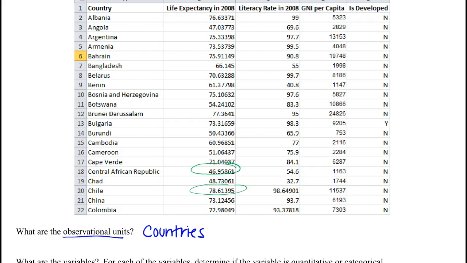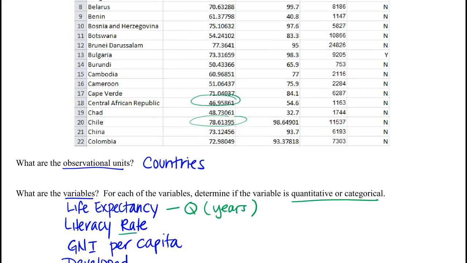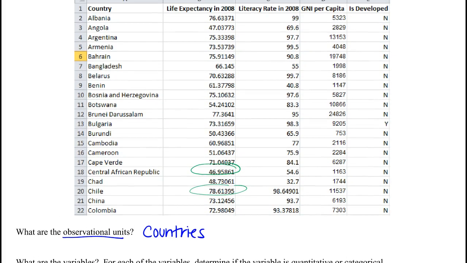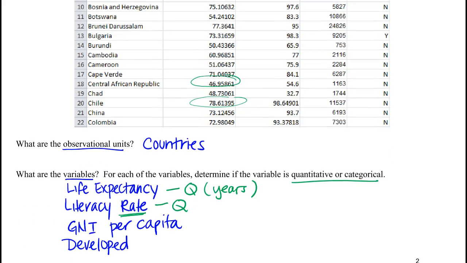We have our literacy rates, which also appear to be quantitative. Rate is a nice way to tell us that, which I assume are percentages of people who are literate over the age of 18 or something. So we can see our most literate countries, Albania, 99%, down to our least literate countries like Chad. That's crazy.